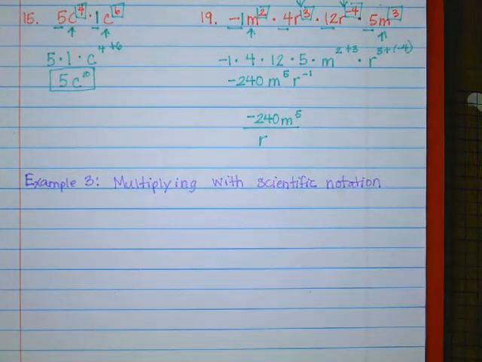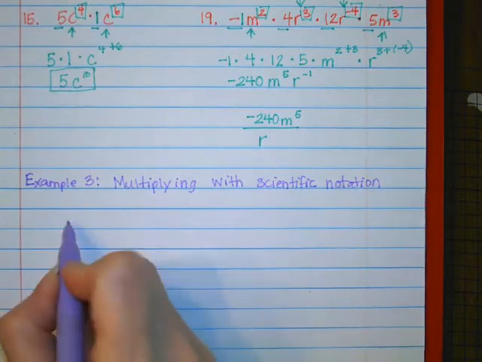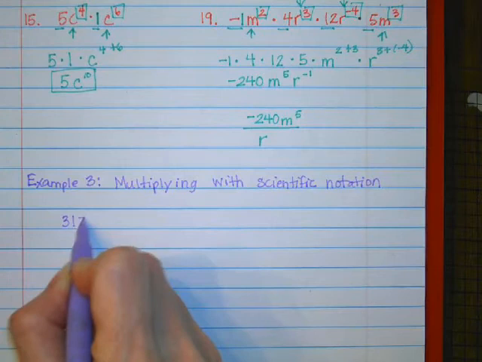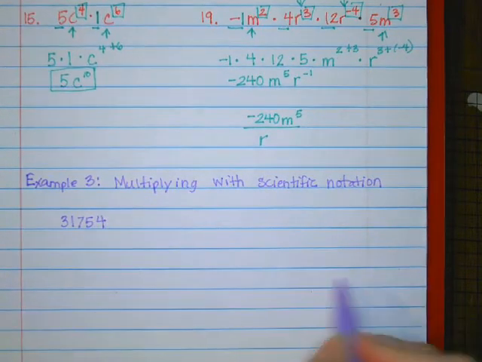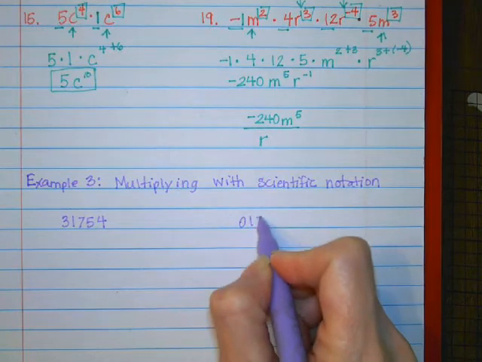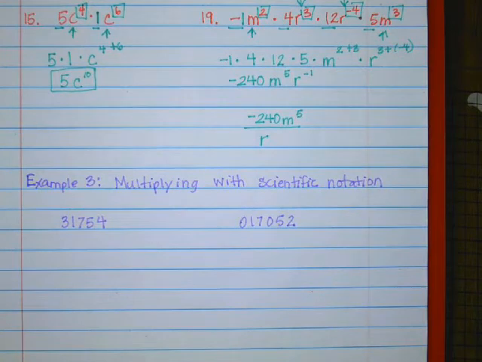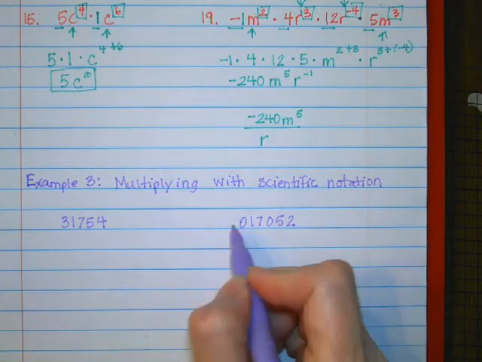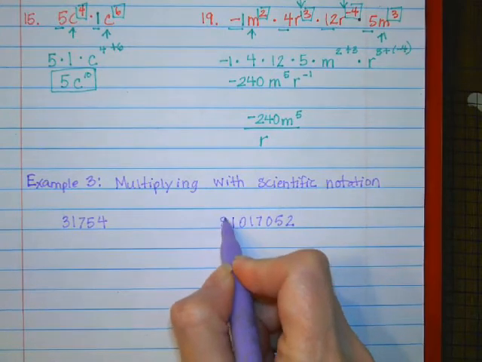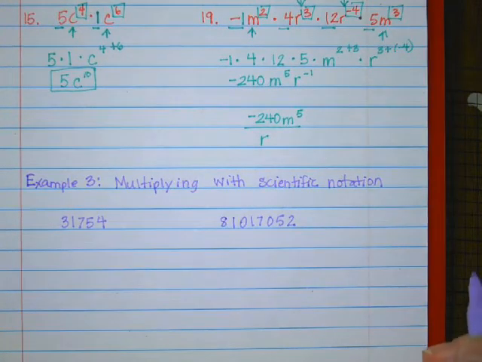All right, so what we're going to do is first talk about what scientific notation means and looks like. All right, suppose I give you the number 31754, and I'm going to give you the number 017052. Yeah, I think those would be good numbers. Let's put a 1 and an 8 here. There we go. I think I like those. Okay, so now we've got these two numbers with scientific notation.